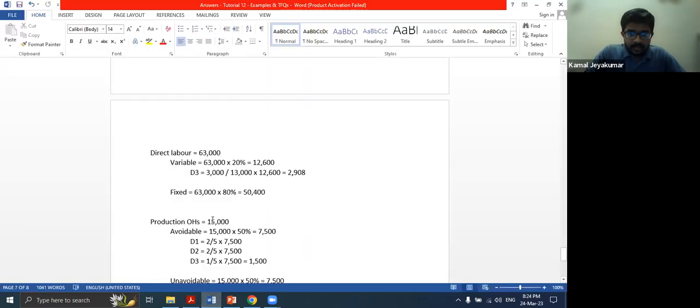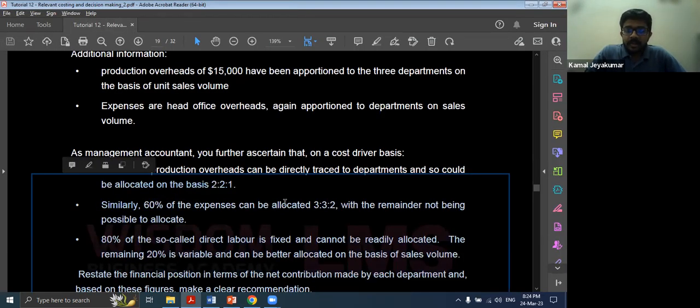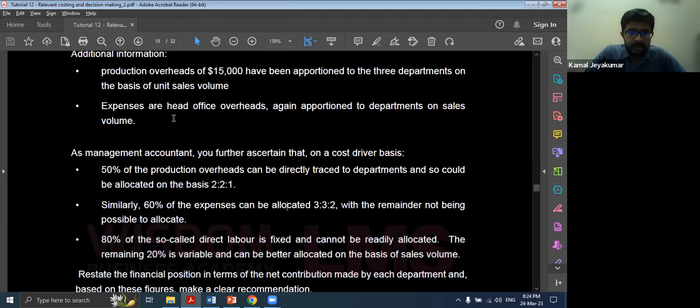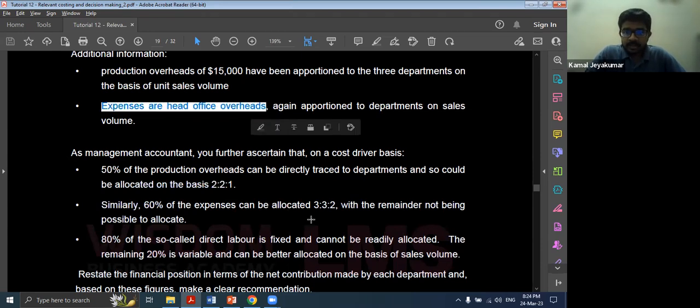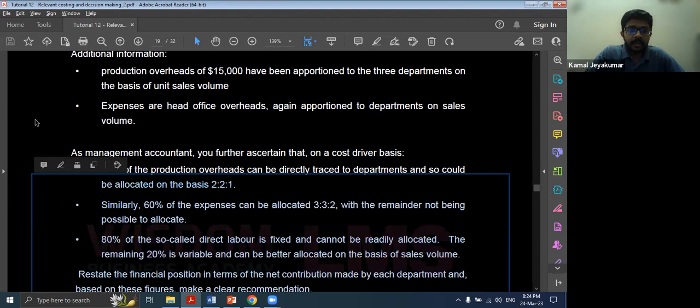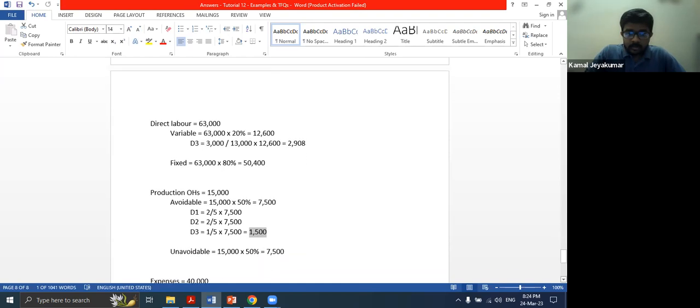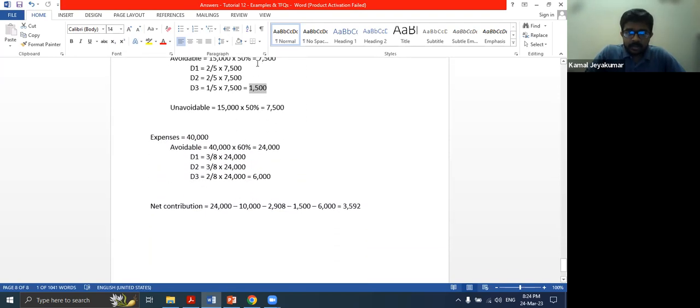So you have this 15,000, out of that 7,500 is the 50%. 2:2:1, so department 3 incurs $1,500. Similarly, 60% of the expenses, in the sense these head office overheads, can be allocated 3:3:2. The remainder cannot be allocated like that. So the other $7,500, the other 50%, is unavoidable fixed cost.